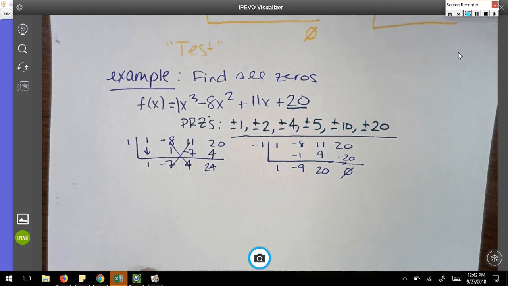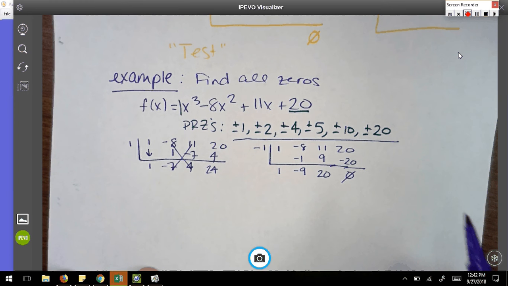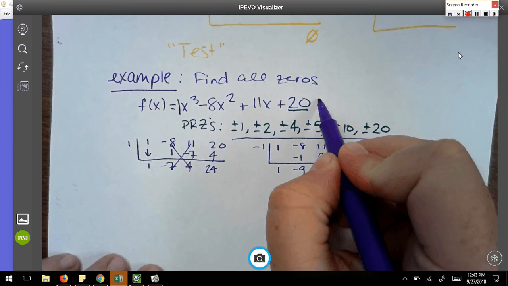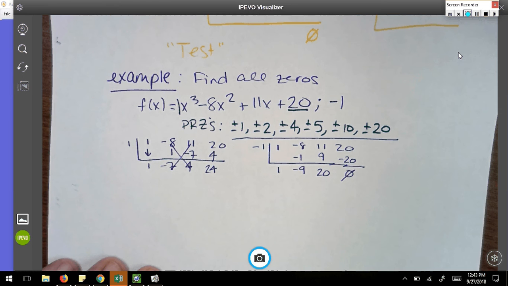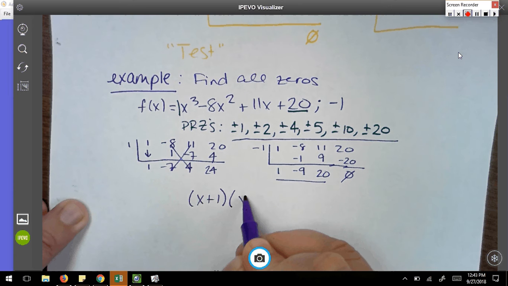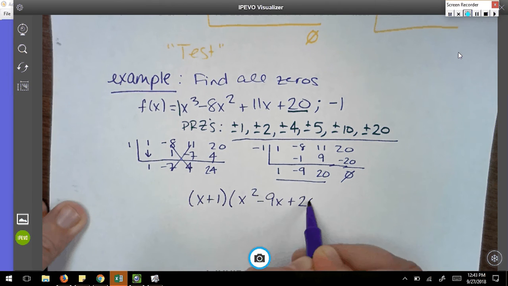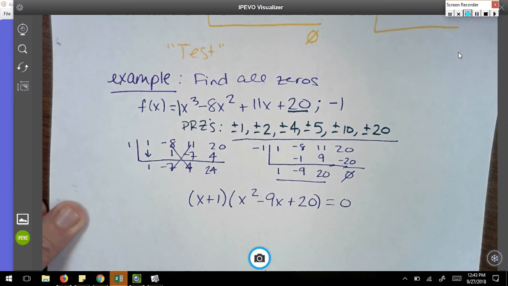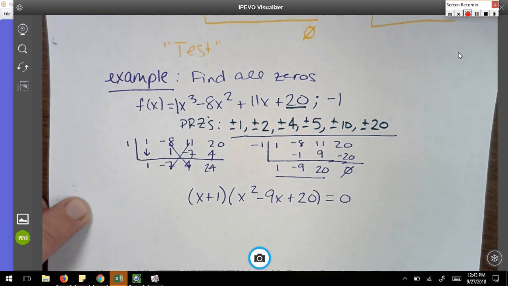At this point, I pick up with what we did yesterday. Now I can go back up to this problem and say, look, I know one of the zeros. Can you find the other zeros? Sure you can. That means x plus 1 times x squared minus 9x plus 20 has got to equal 0. Can I factor x squared minus 9x plus 20? Does anything multiply to 20 and add to negative 9? Negative 4 and negative 5.